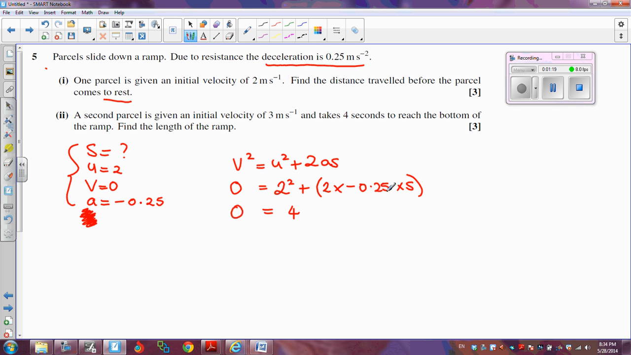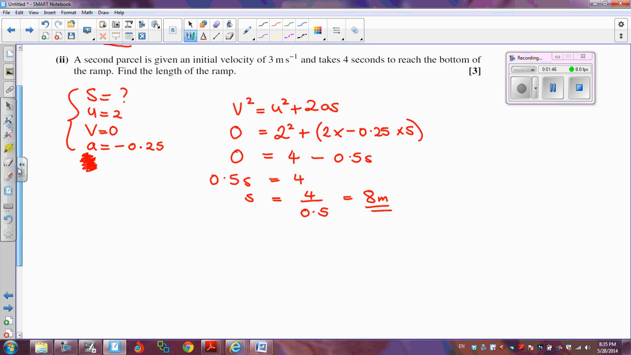Now if we do 2 times minus a quarter, that's actually going to be minus 0.5, and that's s. Right, if I add 0.5s to both sides, I've got 0.5s is equal to 4, and divide then by 0.5, s is 4 divided by 0.5, well that comes out as 8 meters. So the parcel goes 8 meters before it comes to rest.